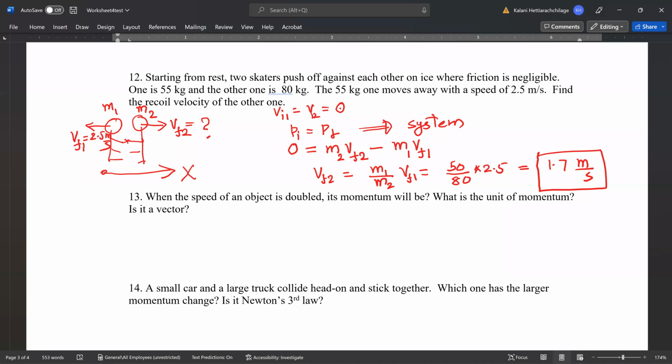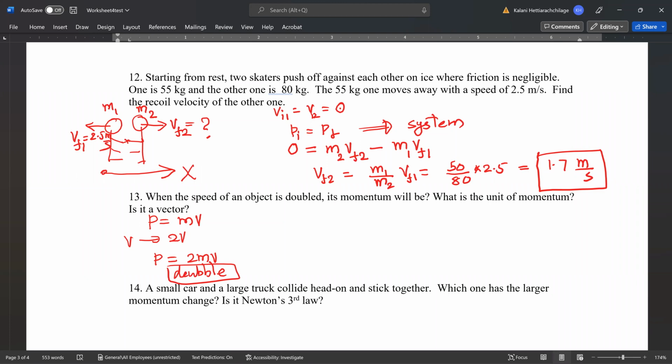Okay, I have a few more questions. Number 13: when the speed of an object is doubled, its momentum will be? So when the speed of the object doubles, what will the momentum be? We do not change the mass, so you're going to double the speed. Everybody understands that momentum will be double, right? So P will now be mass times velocity, doubled. There is no doubt, I think, it's double. It's a very linear connection.